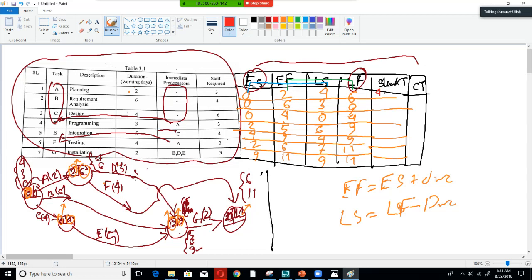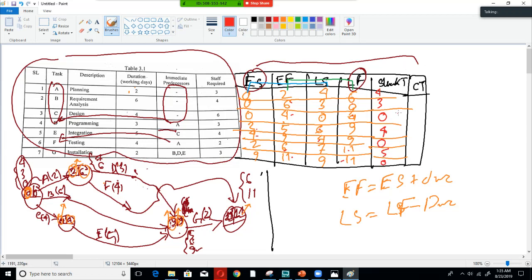The value should be positive always, so this will be 3, 9 minus 6, this will be 4 minus 4, 0, or we can do 6 minus 2, this will be 4, 4 minus 4, this will be 0, or 11 minus 6, it will be 5, 5, and 11 minus 11, 0.